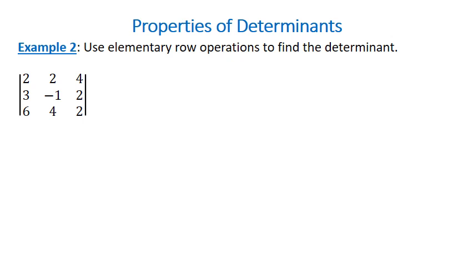Okay, so in this one, we want to, again, use elementary row operations to find the determinant. Now, this is going to be an alternative method. Okay, so this is a little bit different. So if you look in the first row, these all have a 2 in common. Now, notice this first entry is not 1. We need that to be a 1.